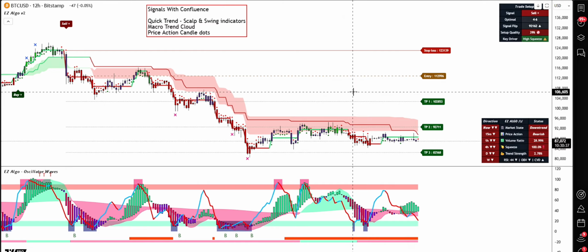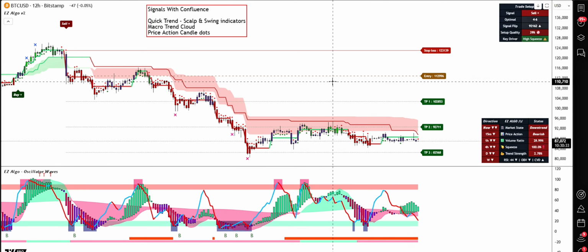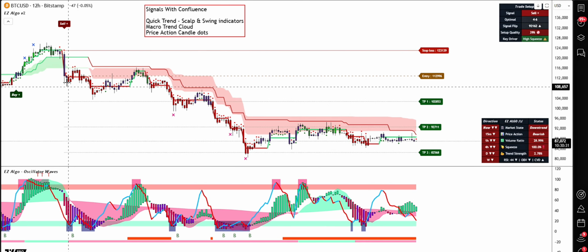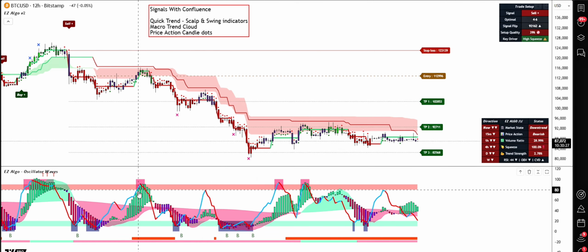Now for Bitcoin 12-hour here, all of our take profit markers already hit here, which is pretty good. This was a solid trade that took place since the highs. Our Oscillator Waves is just going to verify that trend direction. So our overlay right here, which is this green and pinkish red cloud, is going to tell us the overall direction, which is going to usually map up with this. And we can literally map out how price is moving.